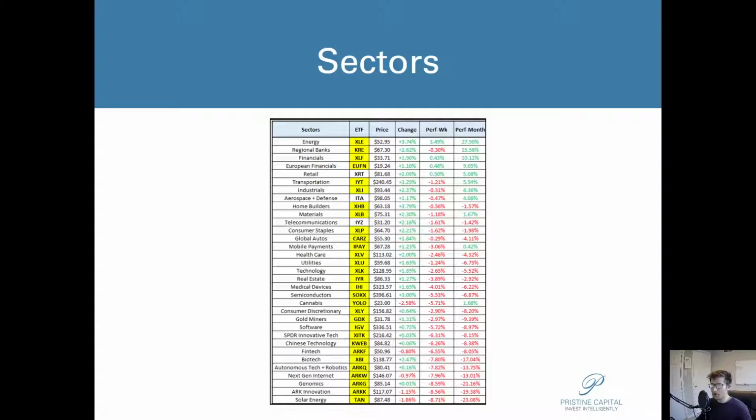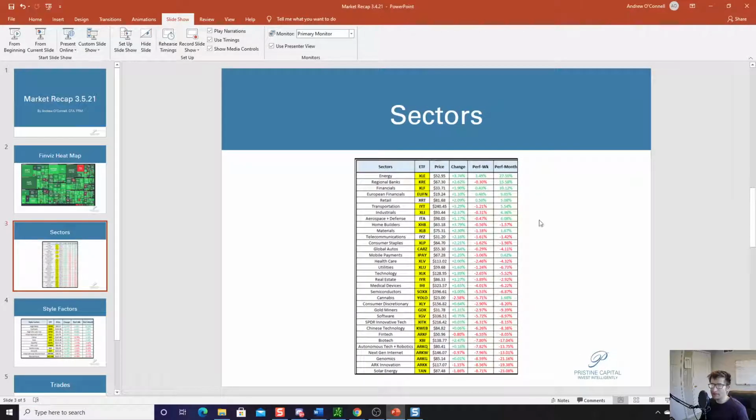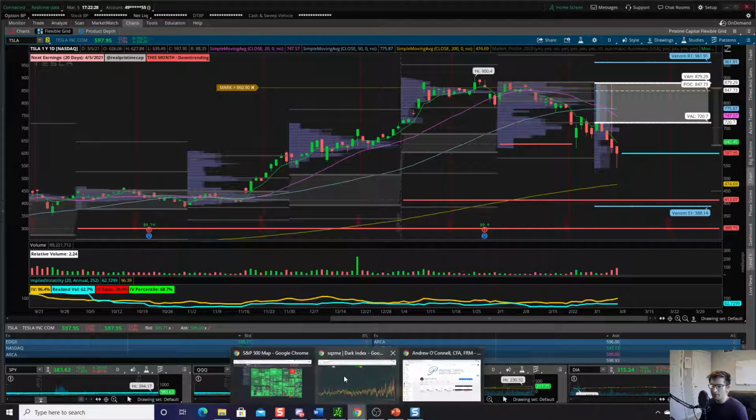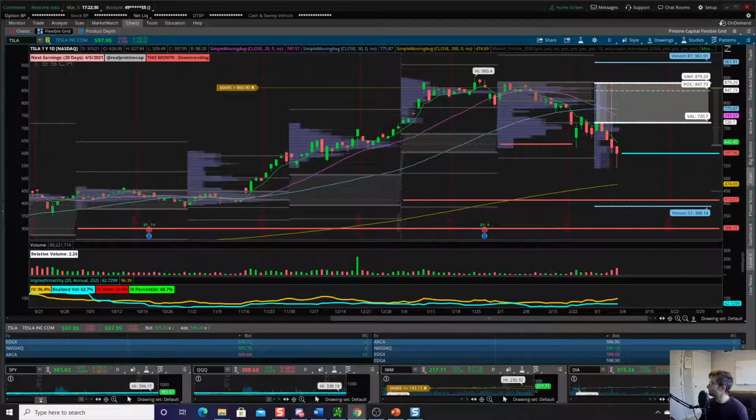But yeah, you can see the ARK funds, they're still really under pressure. They had nice comebacks, but ARKK still finished down 1% and change. ARKW still finishing down. But this is definitely looking like this might be more of a tradable bottom.